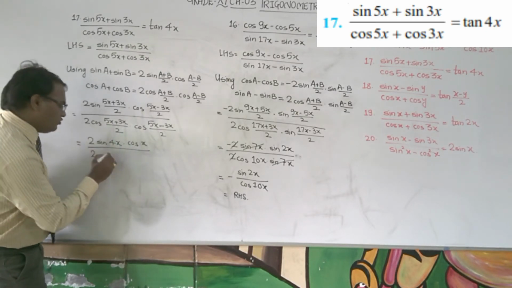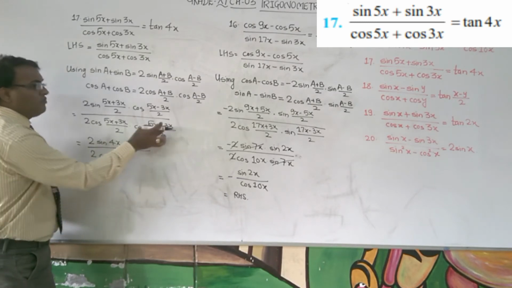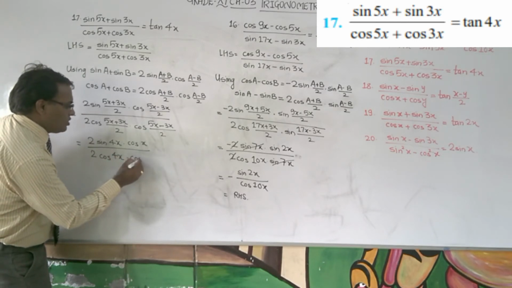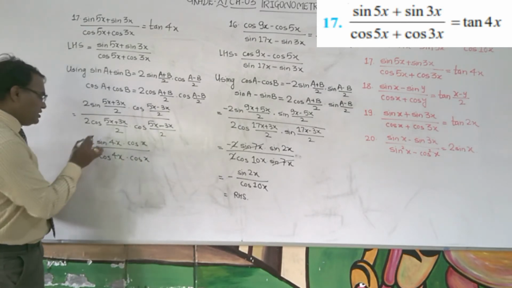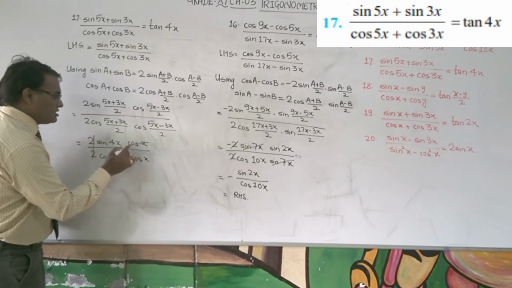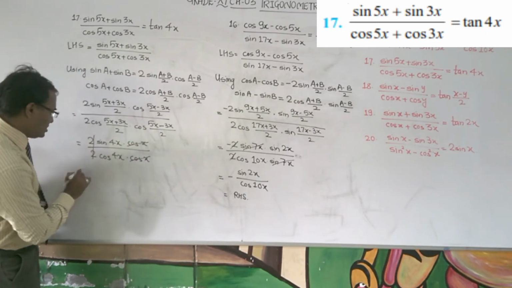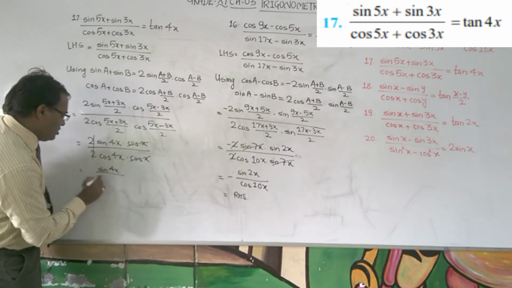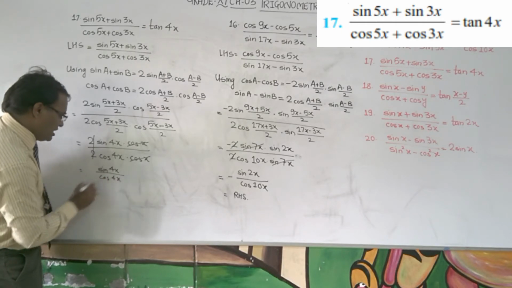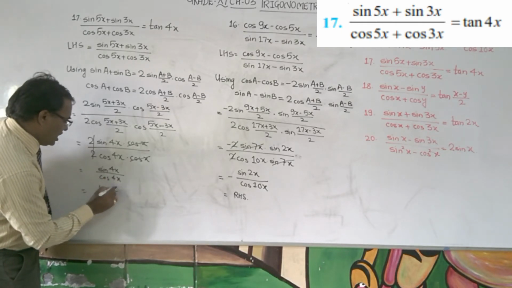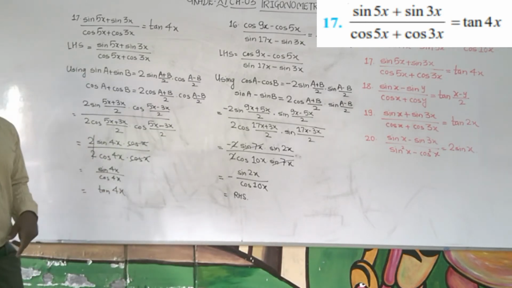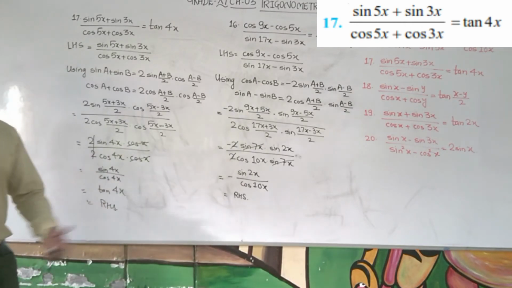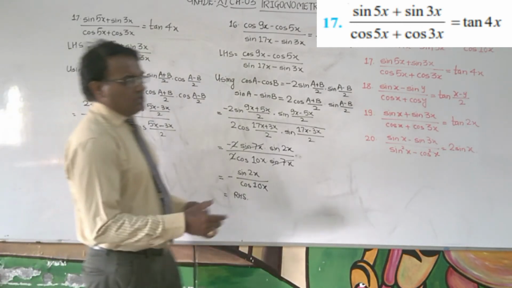8x, 8 by 2 is 4x. 5x minus 3x is 2x, 2x upon 2 is x. So cos x. Now what will happen? This 2 will get cancelled, cos x will get cancelled. So what is remaining? It is sin 4x upon cos 4x. Sin upon cos is nothing but tan, and it is tan 4x. Is that okay? Which is the required RHS.